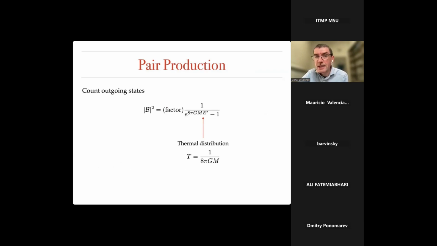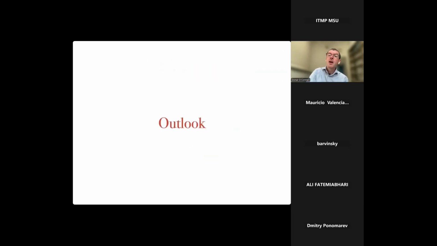And now to count the outgoing states, as I said, you essentially compute B squared. It's a beautiful computation, and you find that the result is a factor. Again, we have a definite factor, but the key point is you get the Bose-Einstein distribution from the square of those gamma functions. And the temperature falls out as this. That's Hawking's temperature, 1 over 8 pi GM. Okay, and that's the basic stuff I wanted to tell you.